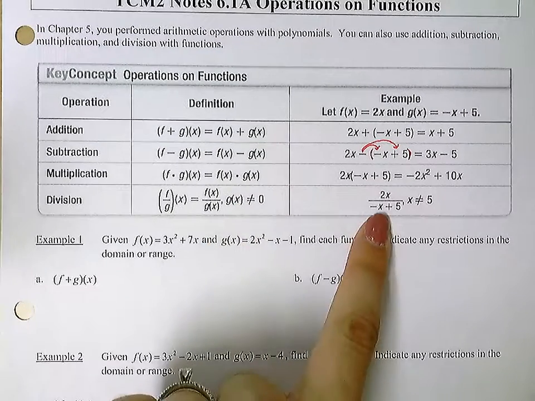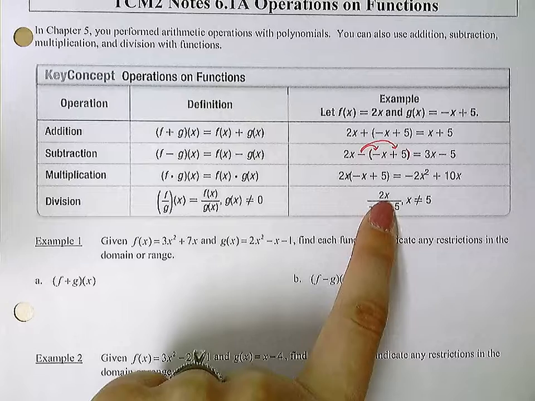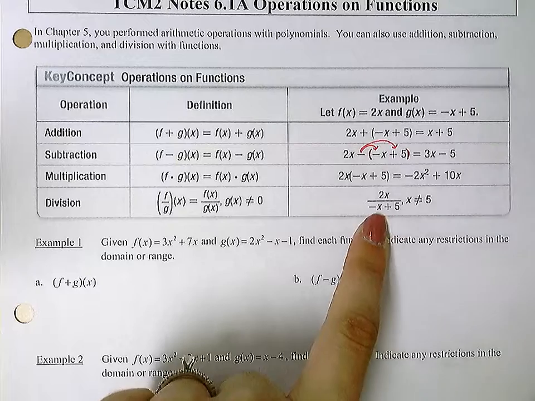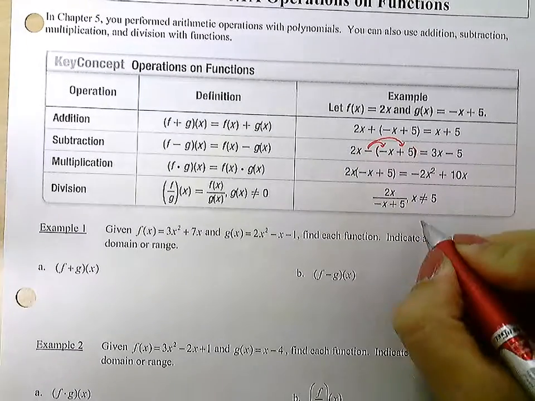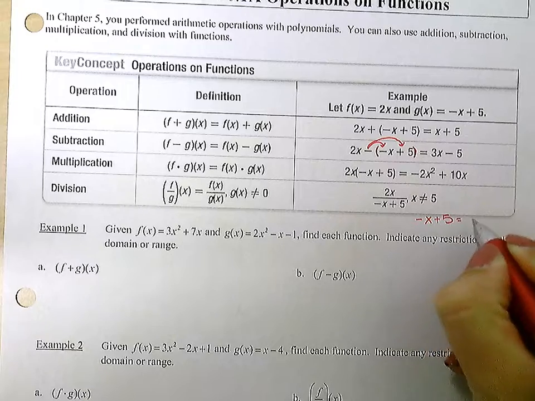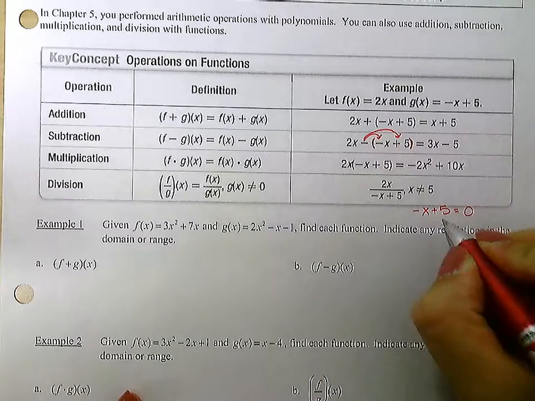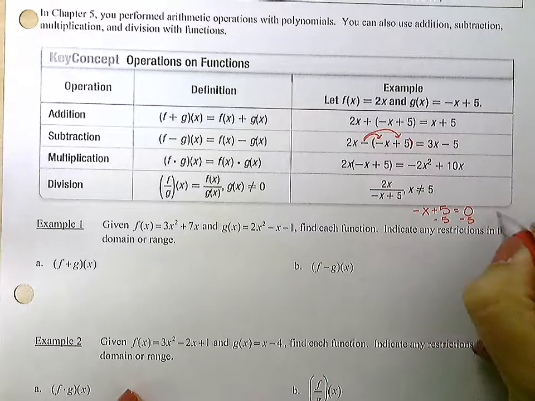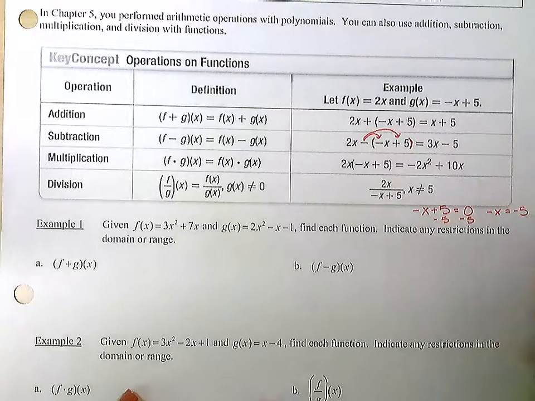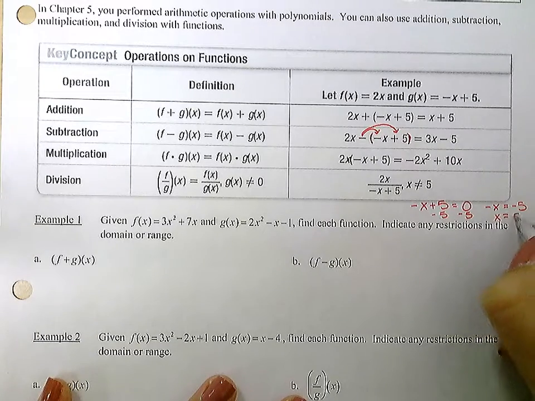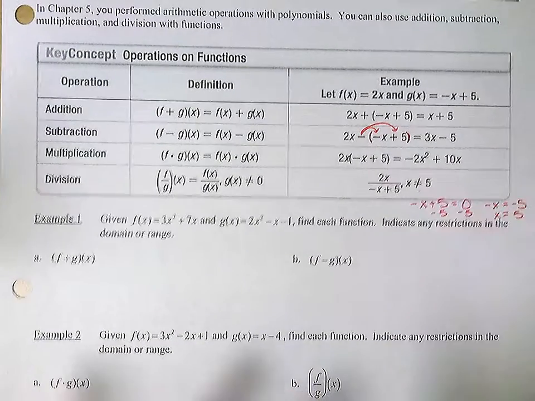So once you find your answer here, so I had f of x is 2x, g of x is negative x plus 5. You have to take that denominator and set it equal to 0 so you can find that domain restriction. So from here, subtract 5. So you have opposite of x equals opposite of 5. So x equals 5. So that's where they're getting this x cannot equal 5.